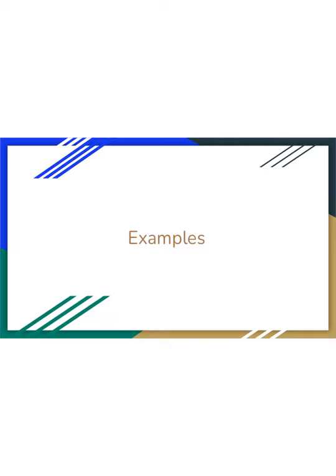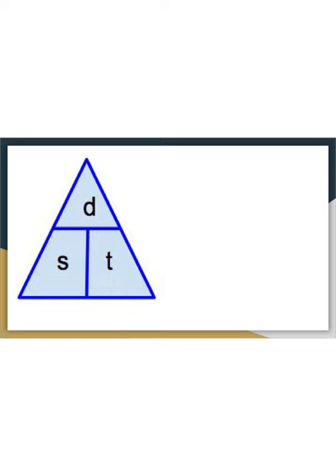Hello physical science folks, here are just some examples of how to calculate speed and velocity and also how to rearrange those two formulas. So let's just look at the formula triangle for speed, okay?